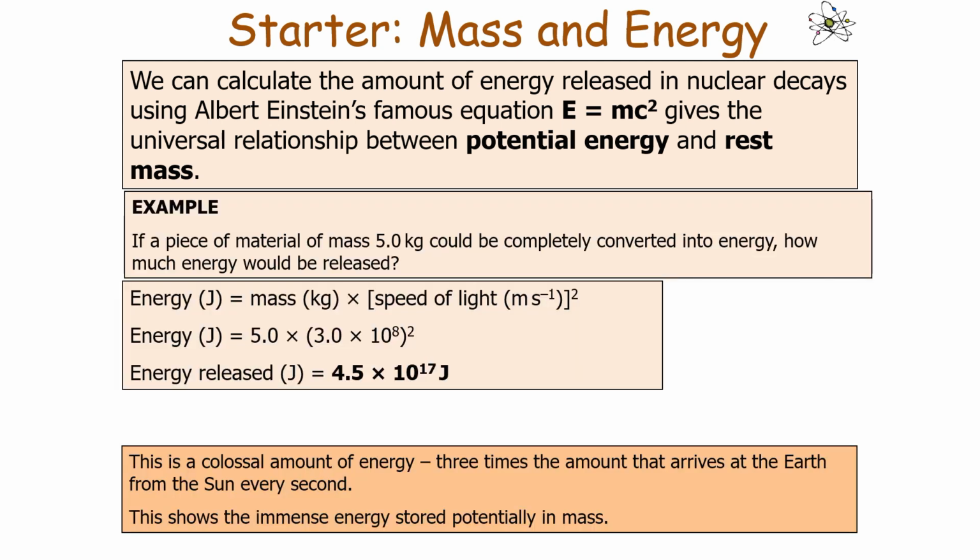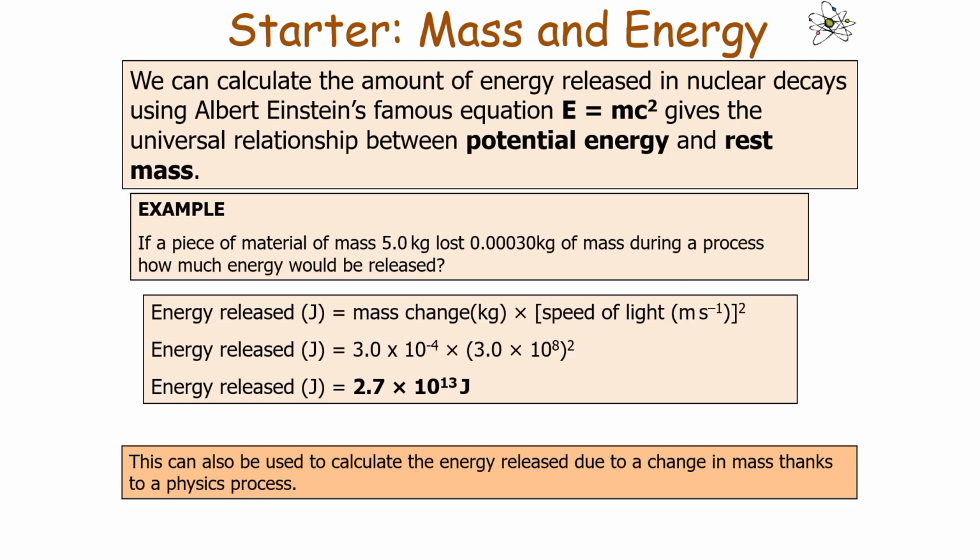So for example, if a piece of material of mass 5 kilograms could be completely converted into energy, how much energy would be released? We would say E equals mc squared, and we get our answer in this case to be 4.5 times 10 to the 17 joules. Now that is a colossal amount of energy, 3 times the amount of energy that arrives at the Earth from the Sun every second. So it indicates just how big a potential energy store mass is. But it's very, very unlikely to have all of the mass of an object change completely into energy. It's more likely a small amount of mass would change into energy.